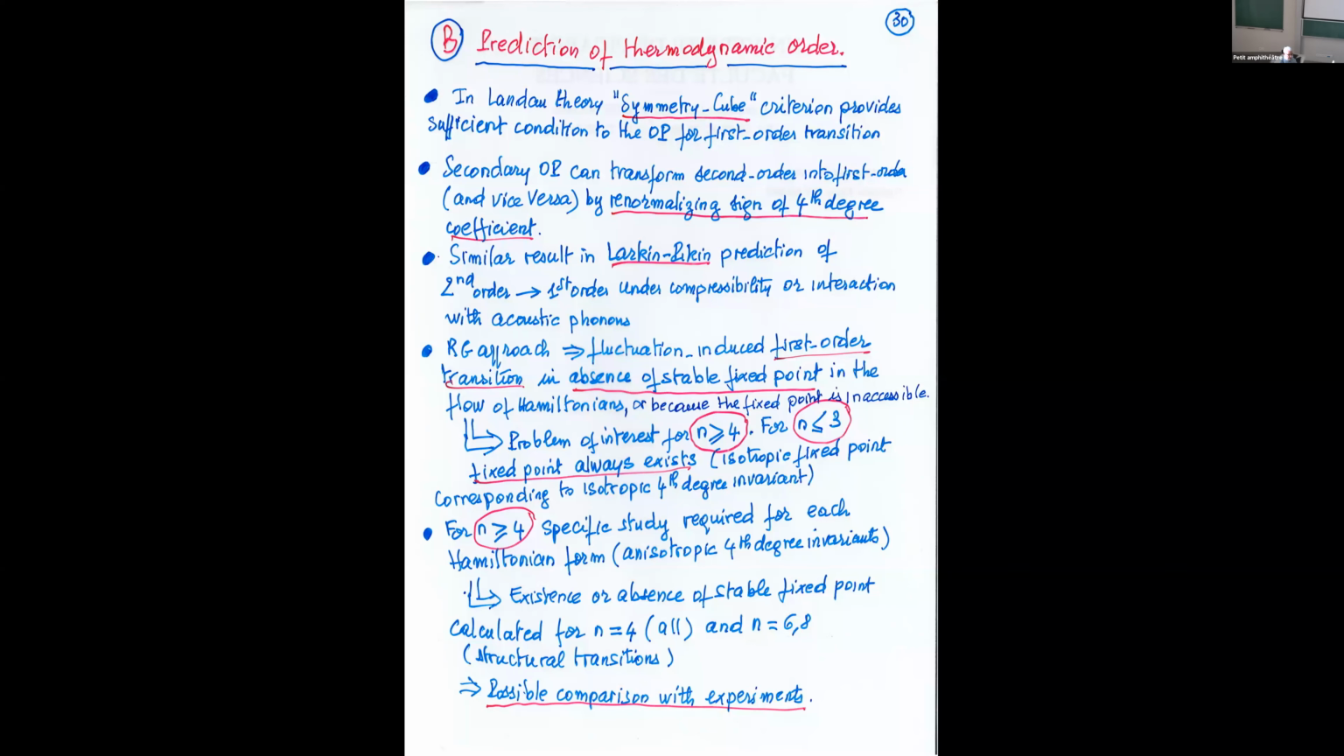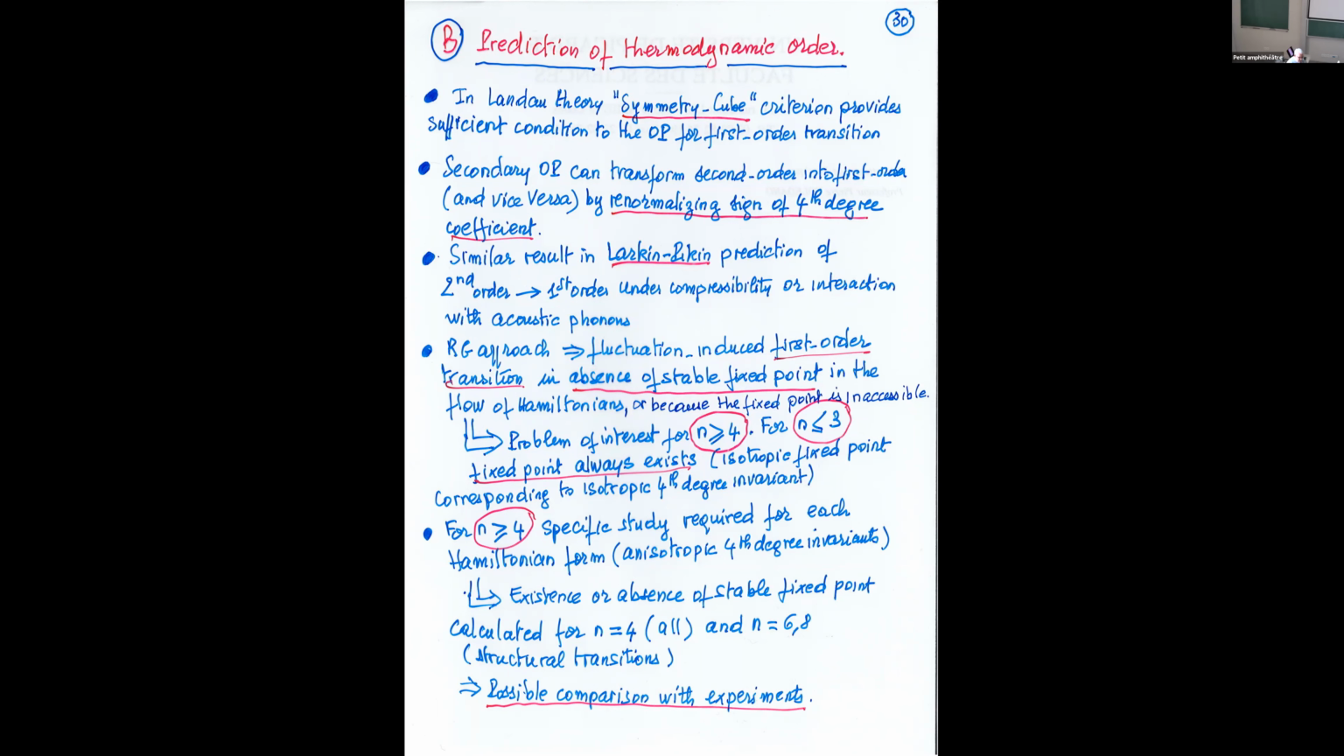So the problem is of interest only for n larger than 4, because for n smaller or equal to 4, we always have a fixed point, which is the isotropic fixed point. So this criterion, the absence of a stable fixed point, doesn't work below n equals 3, and below n equals 3 we have precisely most of the structural phase transitions. The largest number of structural transitions are below n equals 3, and they are either first or second order, and we would like to know why. So it doesn't work for n smaller than 3, but for n larger than 3, most of the papers were devoted to that.